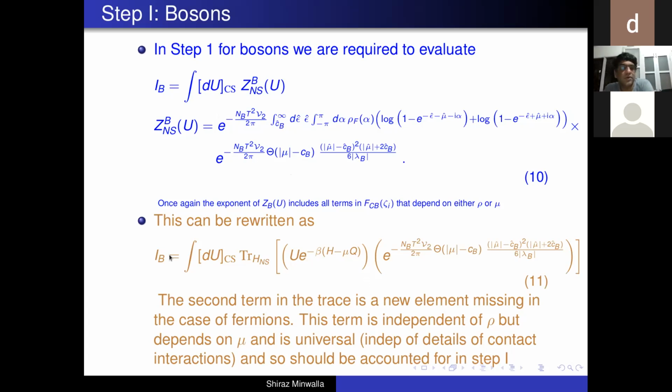So what we're supposed to do for the bosons is to evaluate this trace over the free Hilbert space of this quantity times this other stuff, and then do the integral of that over U. This gives the full mu dependence of the partition function, and then later we're going to extremize this over the zetas in step 2.